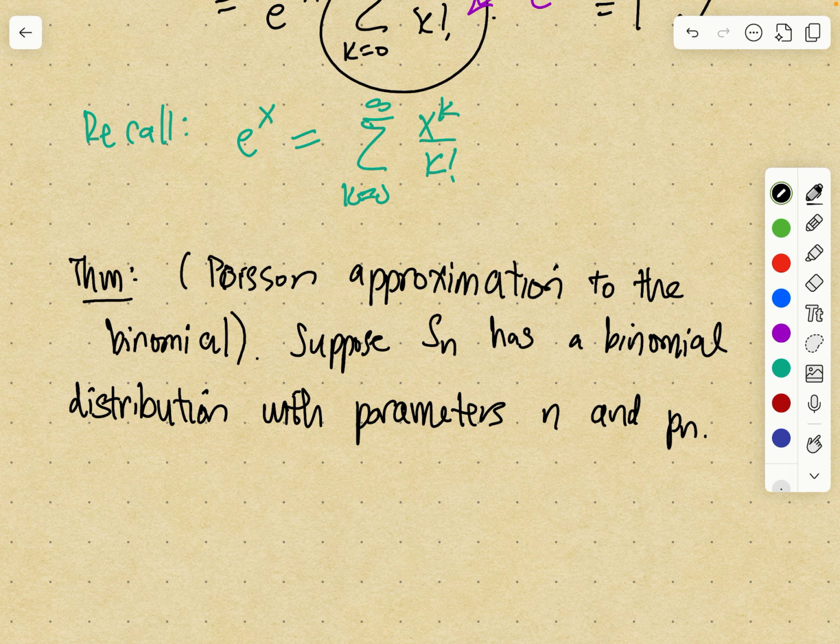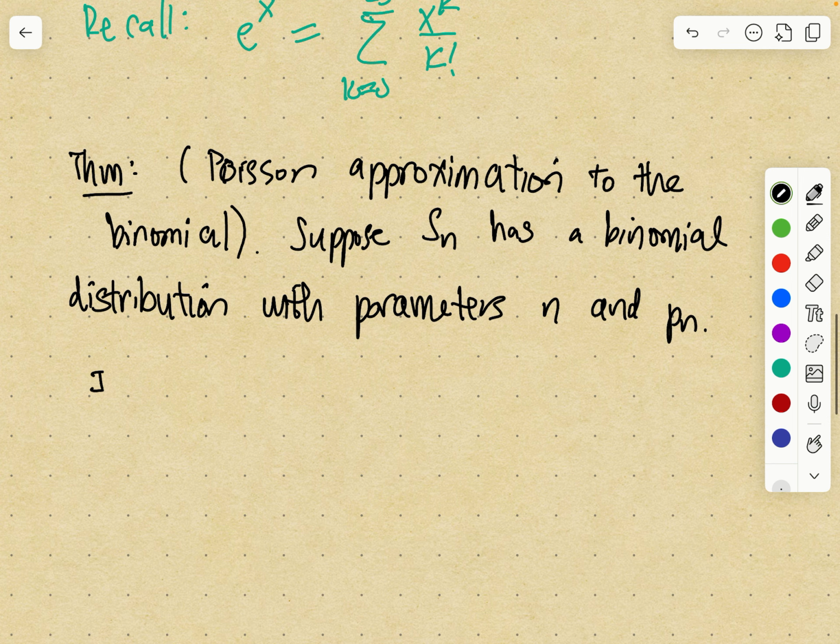You're thinking of performing an experiment n times with probability p sub n of success. Okay. Then it turns out that if p sub n goes to 0, so as n goes off to infinity, the probability tends to 0. The probability of success goes to 0. And n times p sub n approaches lambda as n goes to infinity.